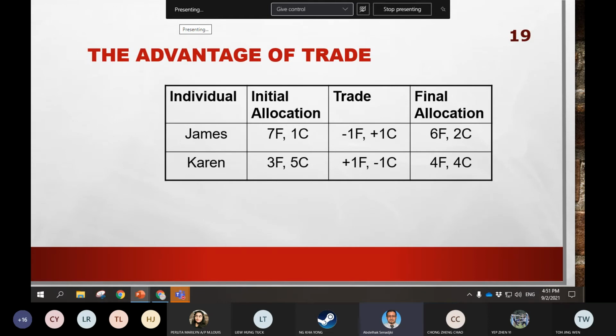So we assume that since she has a lot of clothes, her marginal rate of substitution of food for clothing is 3, meaning that she is willing to give up 3 units of clothes to get 1 unit of food. Because she doesn't have too much food, she needs food. She says, okay, never mind, I give you 3 units of clothes, give me 1 unit of food.